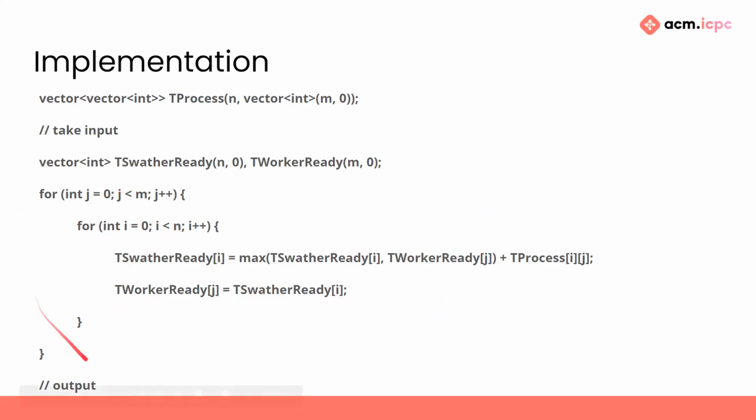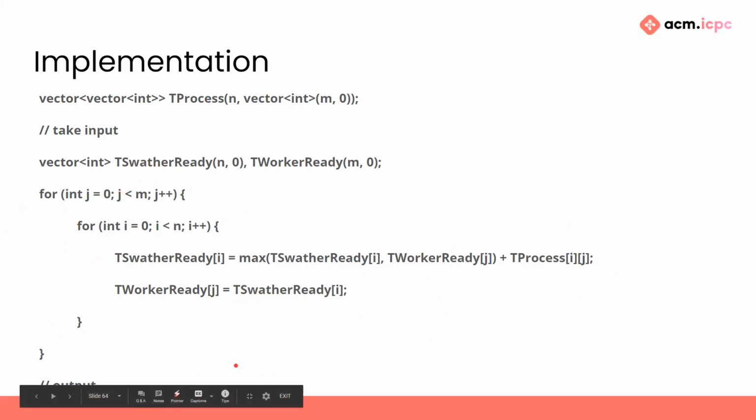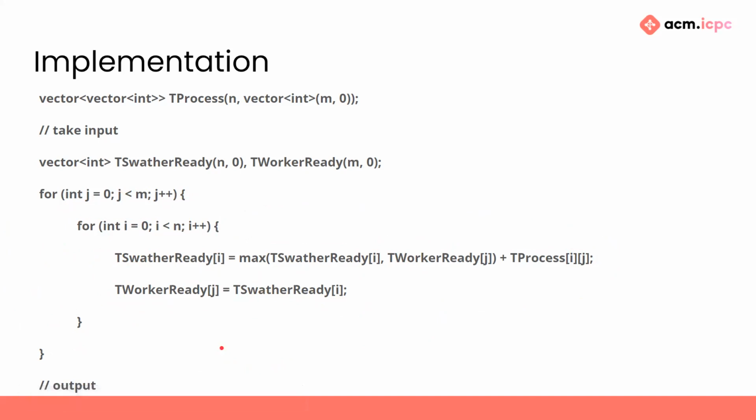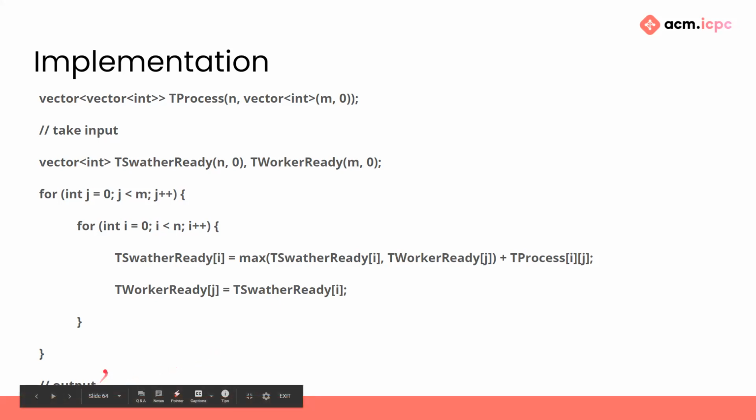And after this nested loop, just like what we did on the last slide, we got the final answer. We just need to print out the output, and that's it. Yeah. Is this clear to everyone? Feel free to ask in the chat.